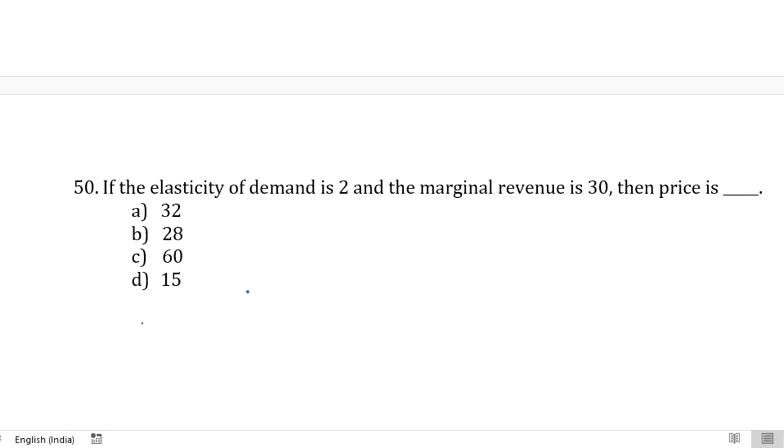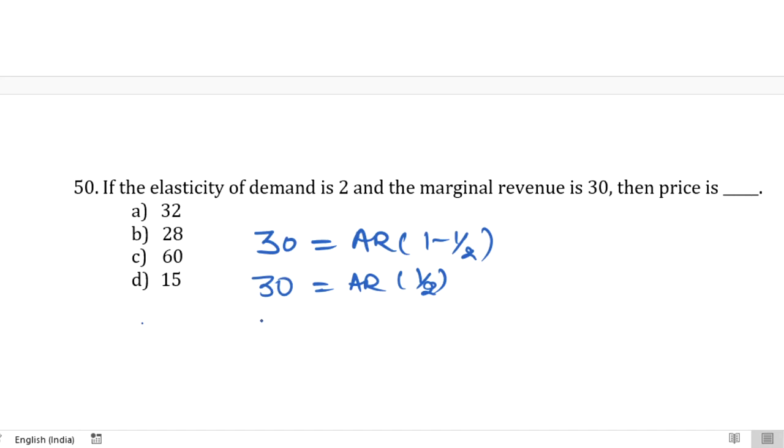You have been asked to find out the price. So what is price basically? That is nothing but average revenue I am looking for. Substituting, 30 is equal to, that is MR is equal to AR into 1 minus half. So AR into half is equal to 30. This 2 comes to the other side by cross multiplication. So average revenue is 60, and hence option C is correct.